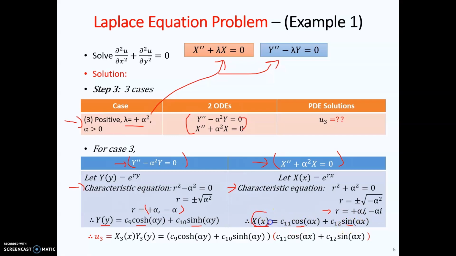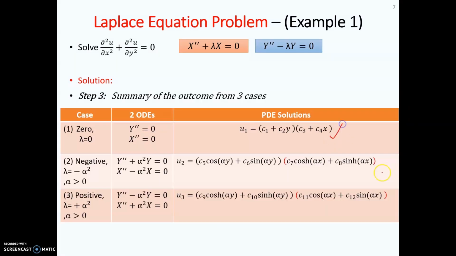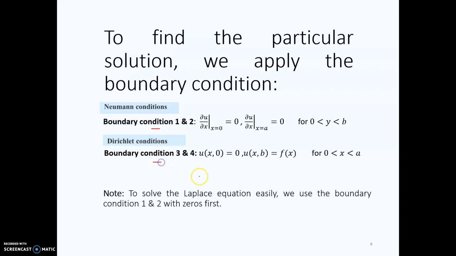So take the multiplication between the x and y function here, and you obtain the PDE solution for the third case, which is equal to this. This is the PDE solution that you obtained so far for the first case, second case, and third case. To solve the unknown coefficients, the C1 constant until the C12 here, you need to apply the boundary condition. We have 4 boundary conditions in this case. Normally we will use the boundary condition with a lot of zeros in order to simplify the problem. Let's apply these 2 boundary conditions first.